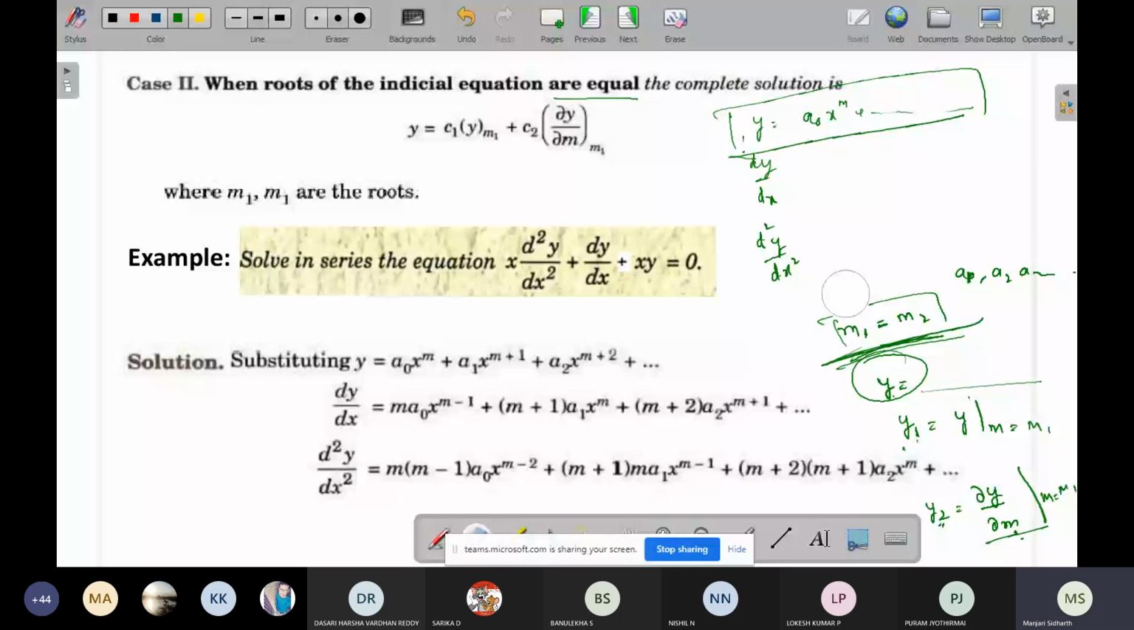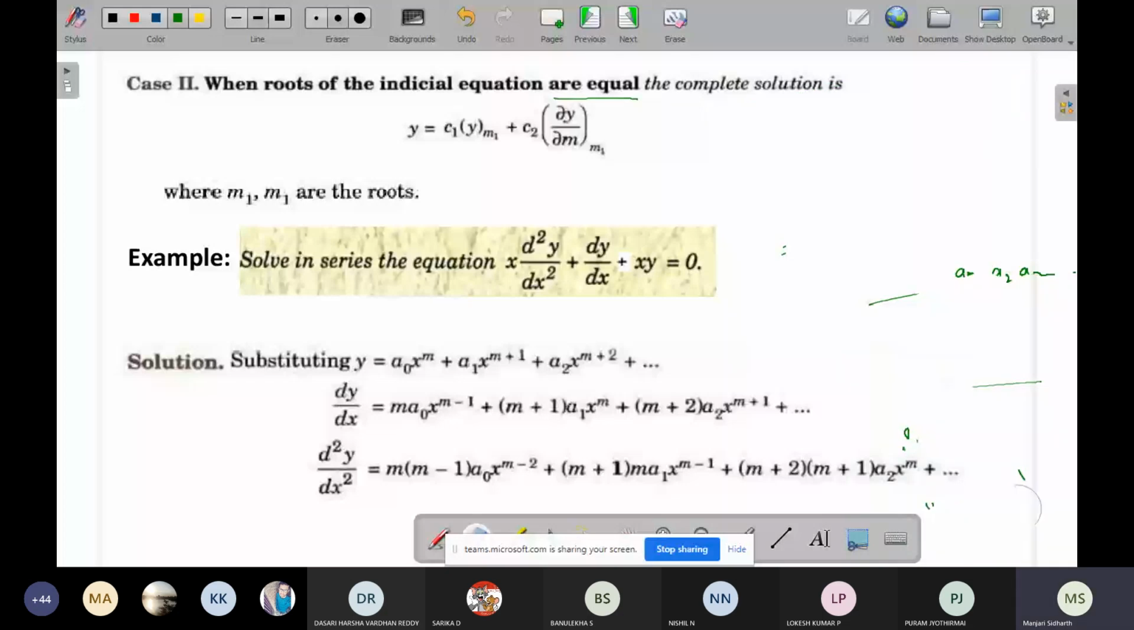Now let's discuss an example. The case written here is when the roots of the initial equation are equal, and the complete solution is this. m1 and m1 are the roots. Like the initial equation you will get in terms of this, that means m is equal to 2 and 2. Repeated roots.